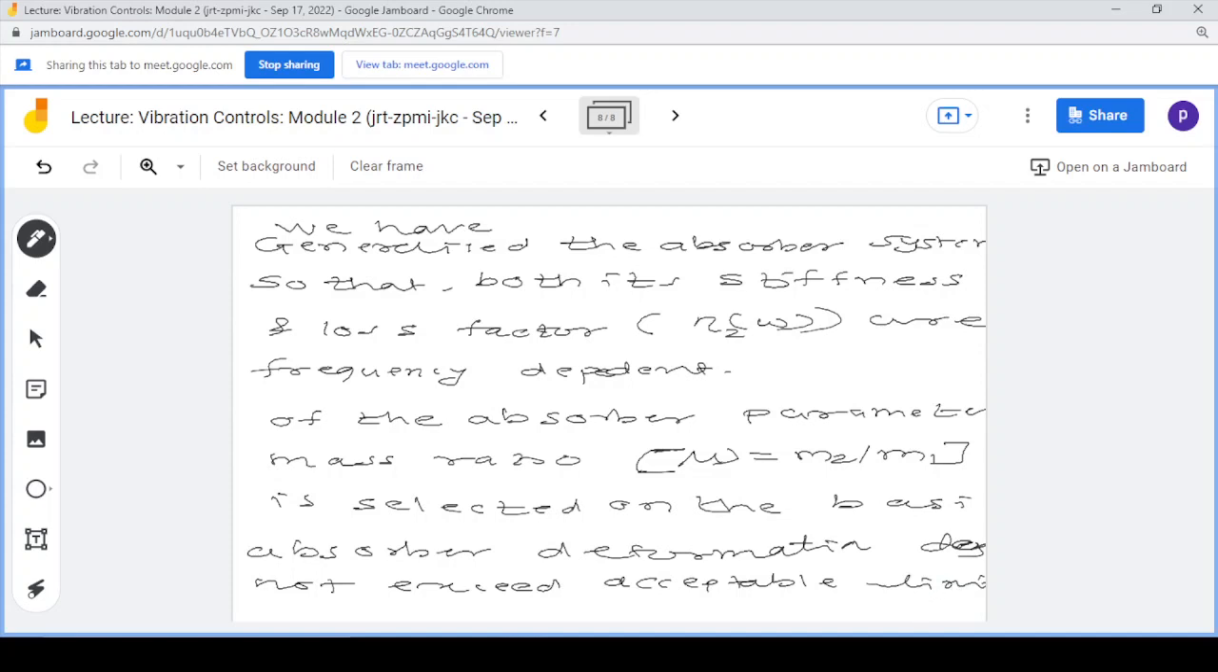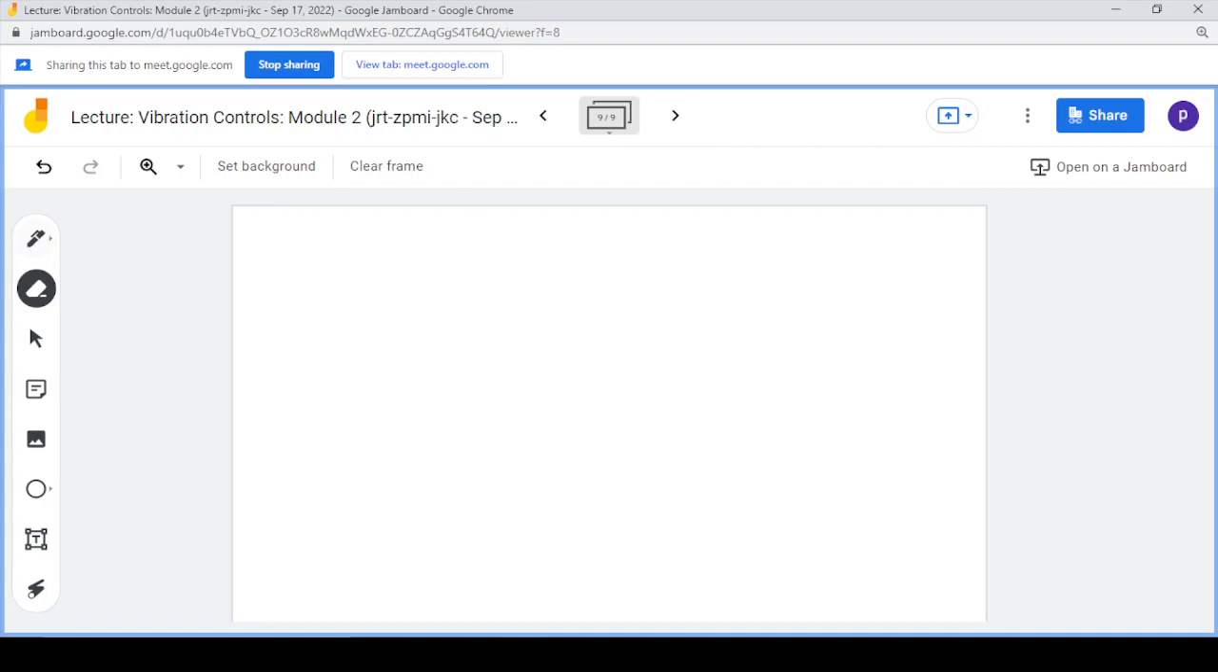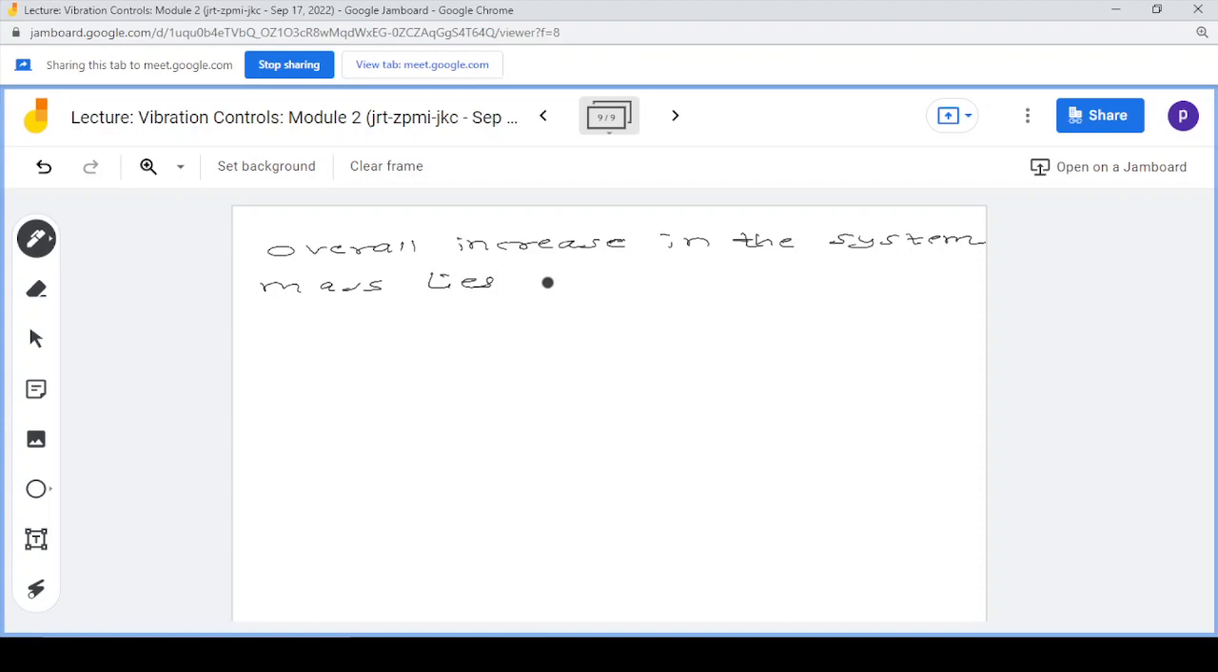Does not exceed the acceptable limit, and further, we are doing the overall increase in the system mass, and overall increase in the system mass is within the desirable range.